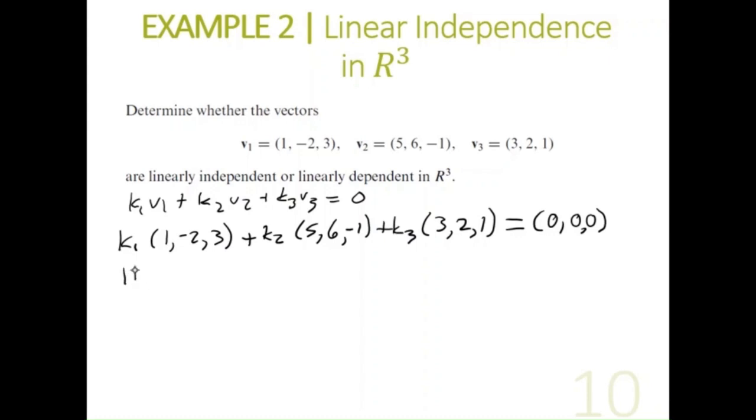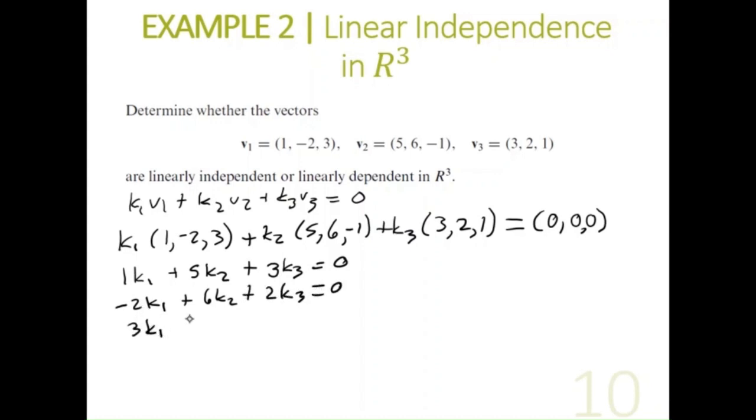So we have 1k1 plus 5k2 plus 3k3 equals 0. So that came from these first components, so 1k1 here, and then 5k2, and then we have 3k3 equals 0. All right, so we'll do our next set here. So we've got negative 2k1 plus 6k2, and then plus 2k3 equals 0. And then our last one is 3k1 minus 1k2 plus 1k3 equals 0.